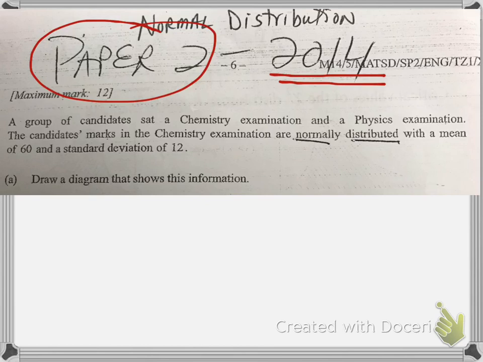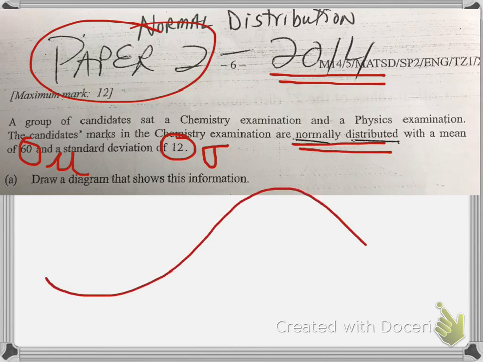A group of candidates sat in a chemistry examination and a physics examination. So we got 2 different tests. The candidates for the chemistry examination are normally distributed, so they're tipping you off right there that this is symmetric, that rule and the Z-scores all apply. And we have a mean of 60 and a standard deviation of 12. Okay, so draw a diagram of this situation.